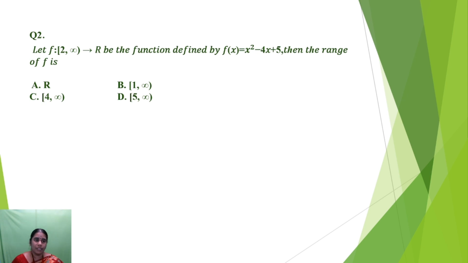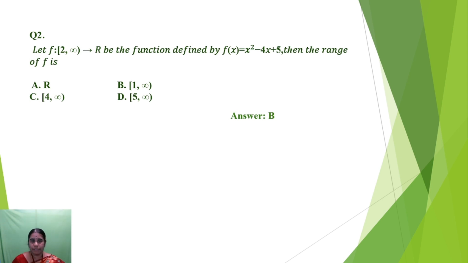Second one. Let f be a function from [2, infinity) to R, defined by f of x is equal to x square minus 4x plus 5. Then what is the range of f? We are taking f from 2 to infinity, starting from 2 and going up to infinity, to R. They are asking the range, which means the f lies between which and which number, the starting and the ending number they are asking. Whether it may be R or [1, infinity) or [4, infinity) or [5, infinity), we just have to calculate. The answer is B.